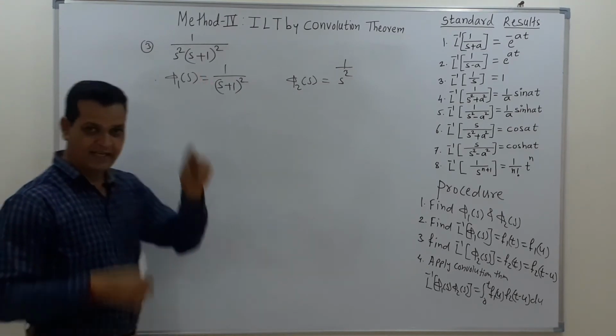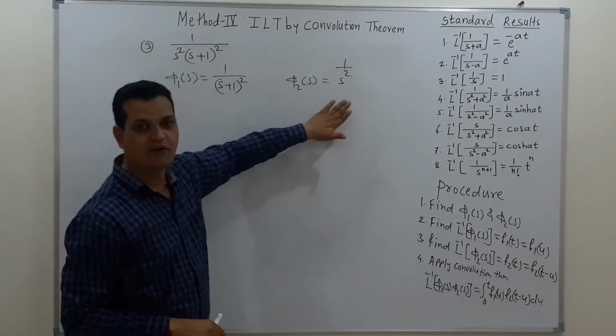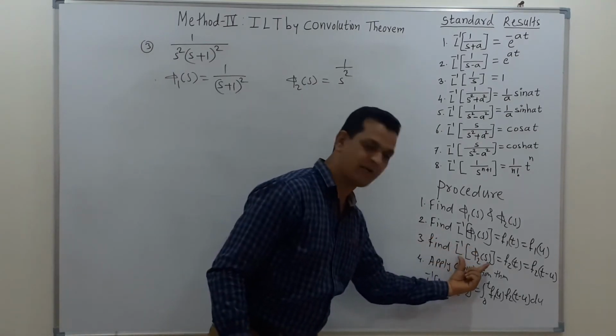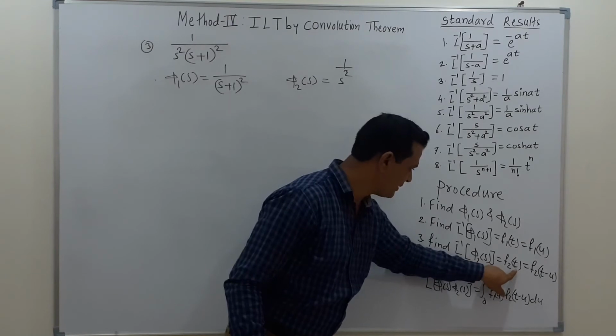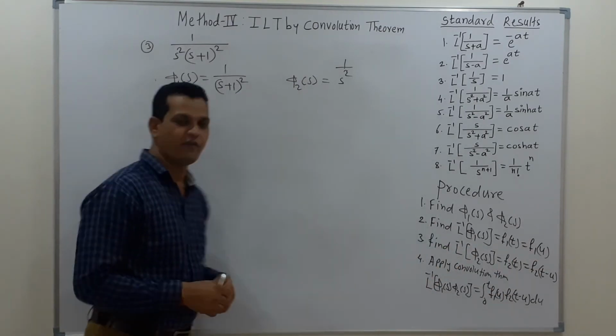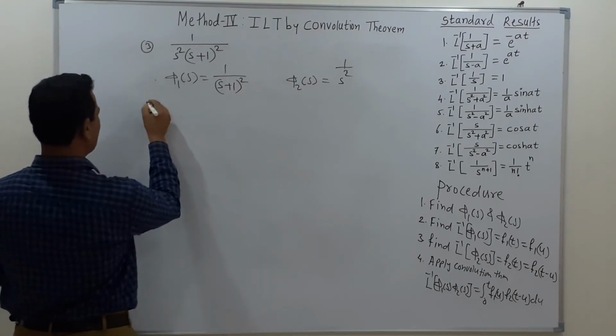Once again I will repeat here. Choose the value of phi 2 which is simple, because after finding the inverse Laplace transformation of phi 2 we are replacing t by t minus u. That's why choose a simple value for phi 2. This is the first step.